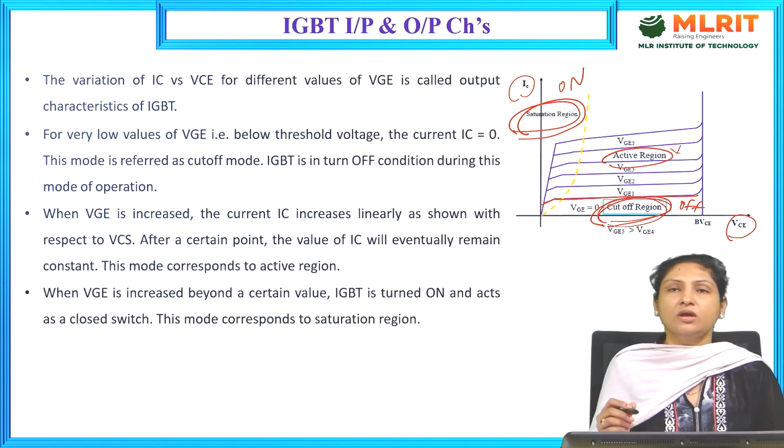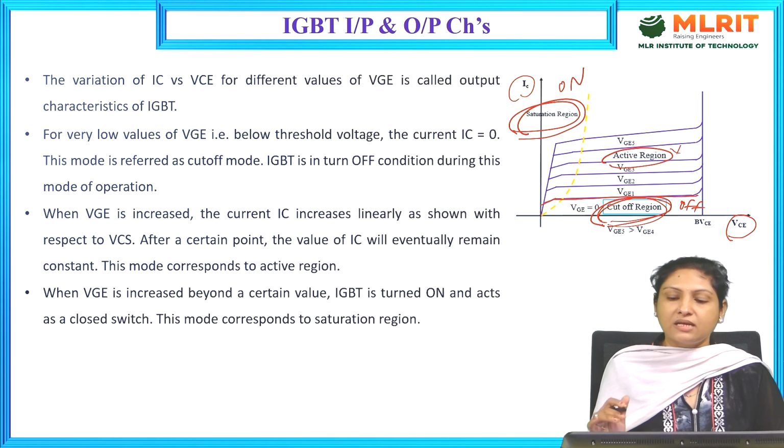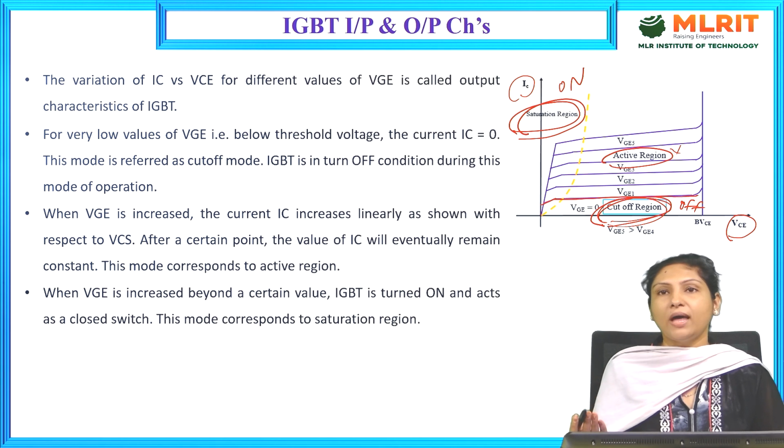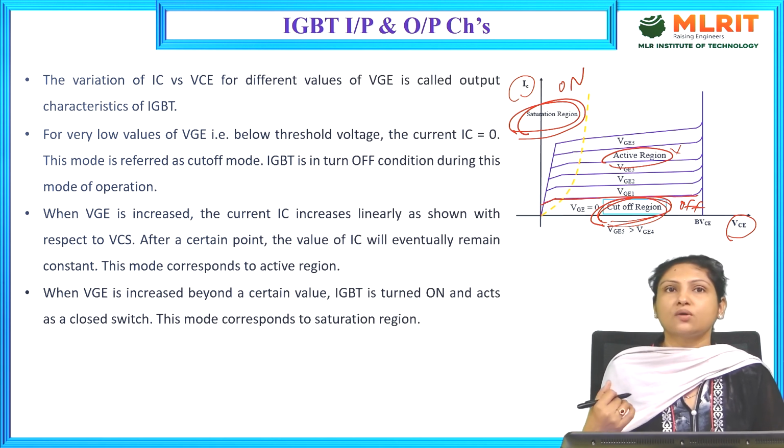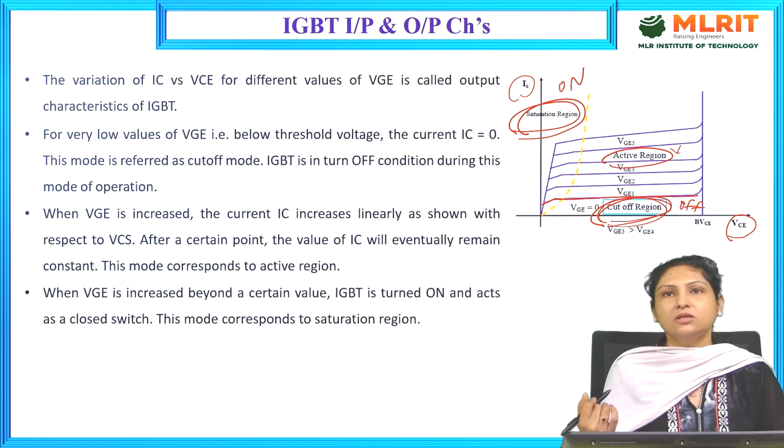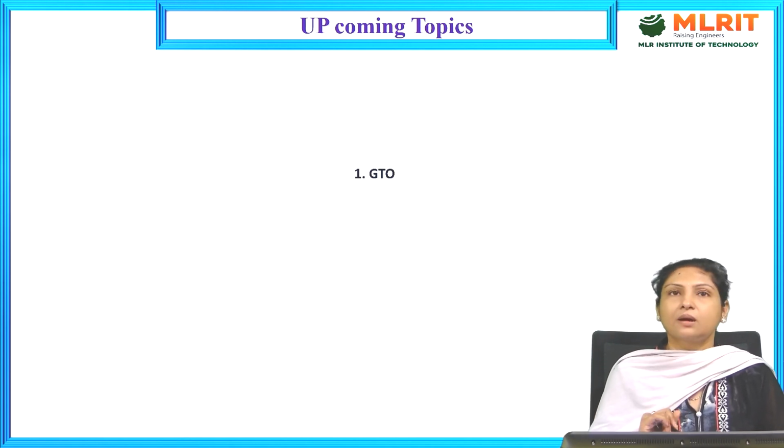So in the saturation region, the transistor will be acting as an on switch. When the current is increased beyond a certain value, it goes from the active region to the saturation region, and there it will be acting as an on switch. And in the coming lecture, we will be going for ZTO.